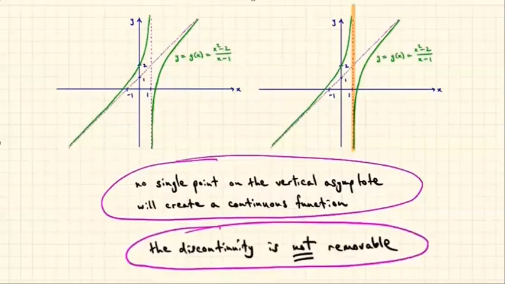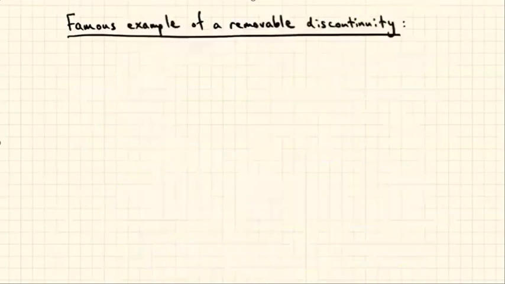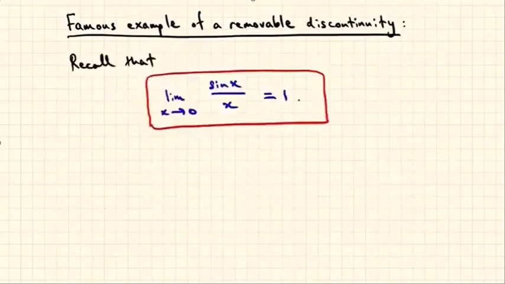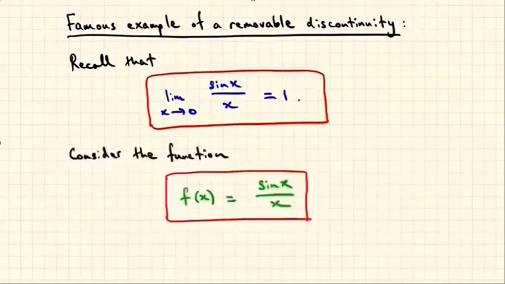Let us discuss another famous function that has a removable discontinuity. That function is f(x) = sin x over x, with the domain the set of all non-zero real numbers. The rule is not defined for x = 0 because x in the denominator would definitely be problematic. Here is the graph.